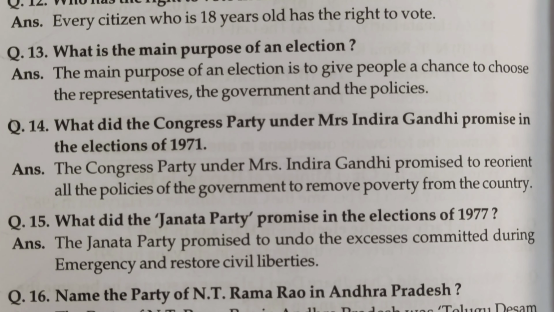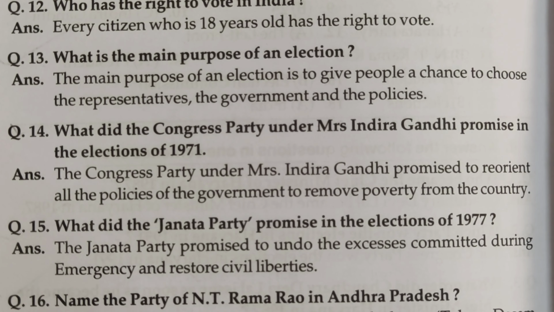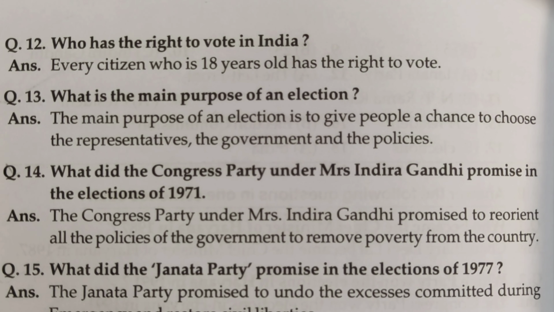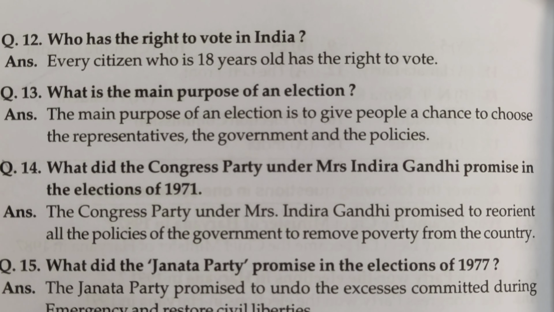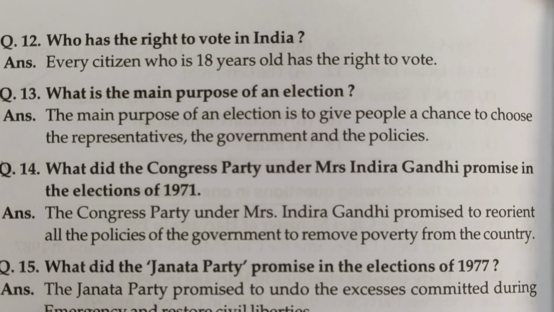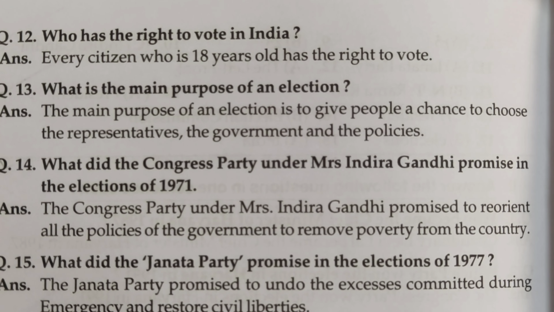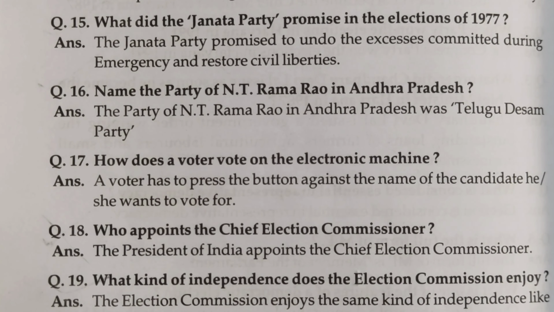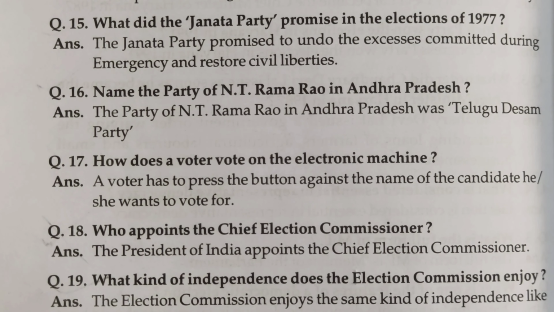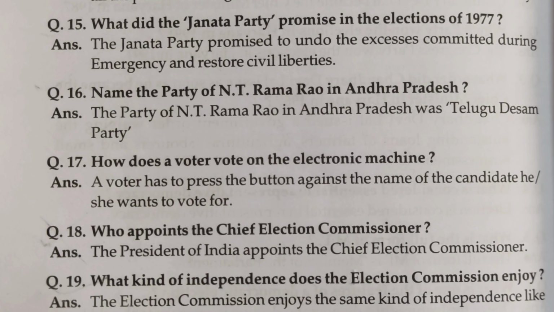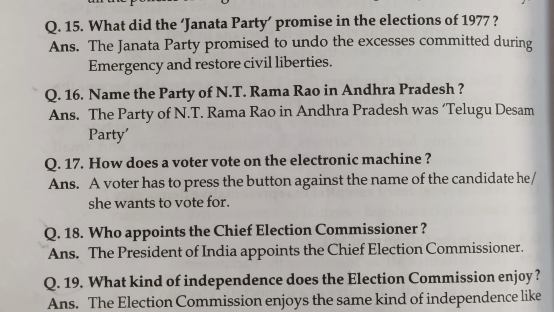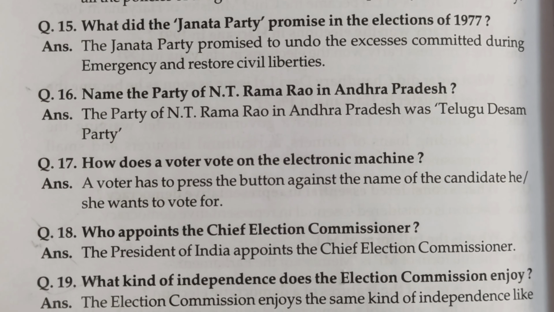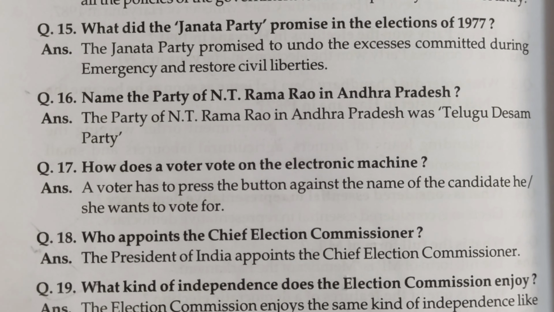Indira Gandhi promise in the elections of 1971? And the answer is, the Congress Party under Mrs. Indira Gandhi promised to reorient all the policies of the government to remove poverty from the country. Question number 15. What did the Janata Party promise in the election of 1977? The Janata Party promised to undo the excesses committed during the emergency and restore civil liberties.